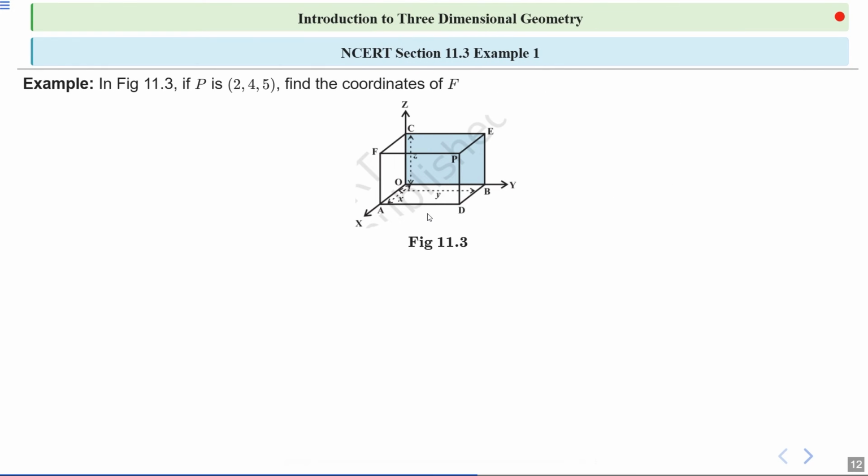Now let's look at this example. In the diagram, point P has coordinates 2, 4, 5. The question asks us to find the coordinates of point F. So take a moment to observe the figure and think about how the coordinates of F might relate to those of P.